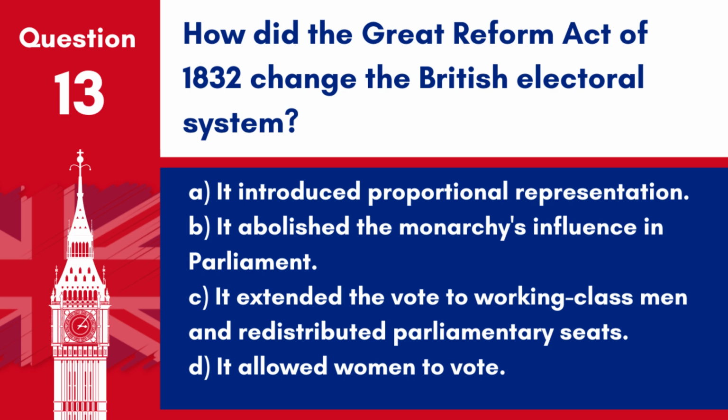Question 13. How did the Great Reform Act of 1832 change the British electoral system? A. It introduced proportional representation. B. It abolished the monarchy's influence in Parliament. C. It extended the vote to working-class men and redistributed parliamentary seats. D. It allowed women to vote.